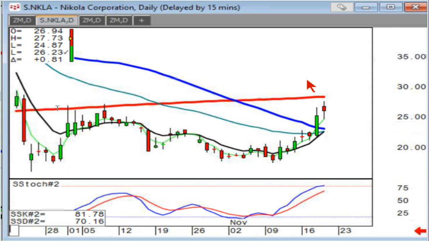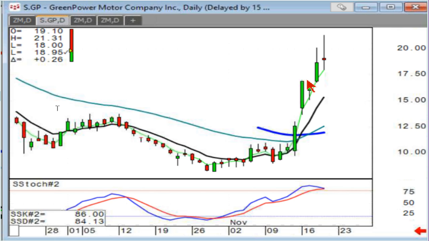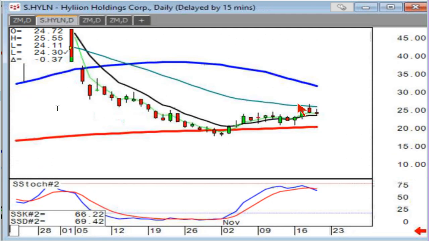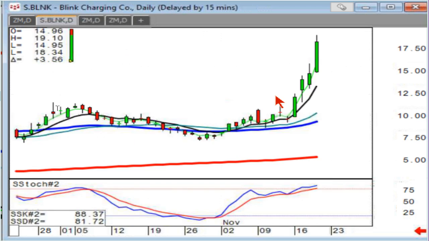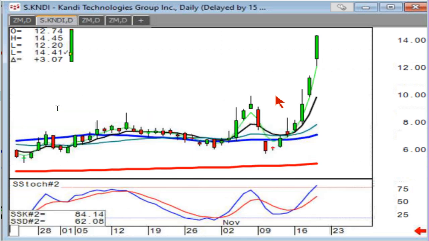Could we list electric car related stocks to make a list? Oh, here's one. Green Power. Here's another one, HYLN, which reversed on this McMuffin right here, so you stay long as that stays above the T line. Blink I put in that category because it's the stations for the charging. Kendai, I'm sure there's others. Can't think of them right offhand right now.